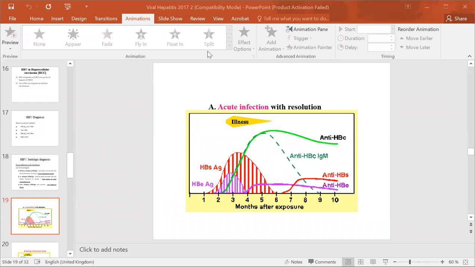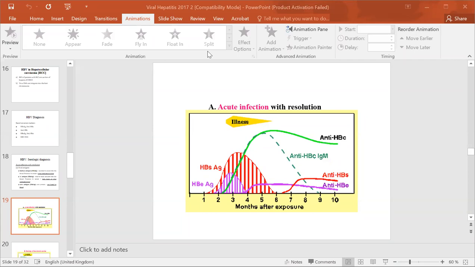Hepatitis B surface antigen? Can we write it properly? Hepatitis B with antigens. Correct. Victoria has gotten it correct. Hepatitis B surface antigen, HBsAg, correct.